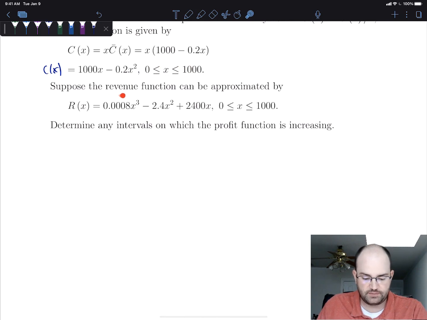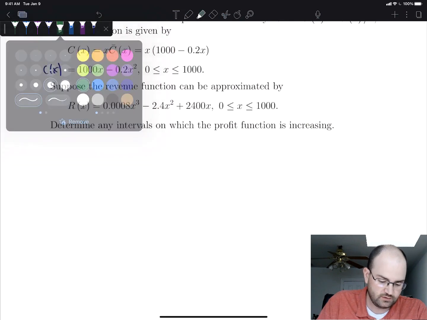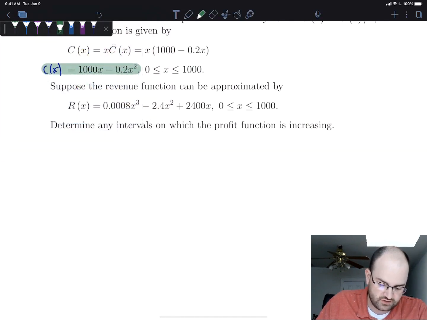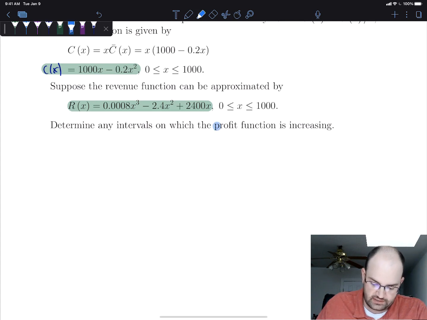Now, if we suppose that the revenue function can be approximated by R of x equals 0.0008x cubed minus 2.4x squared plus 2,400x, where 0 is less than or equal to x is less than or equal to 1,000. And then we want to determine any intervals on which the profit function is increasing. Okay, so here we really only have a few different things that we need to look at. First of all, notice that your cost function is listed here, and your revenue function is listed here. Those are your cost and revenue functions. Now we're wanting to know when is the profit function increasing.